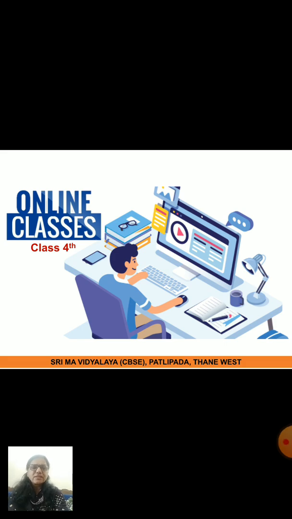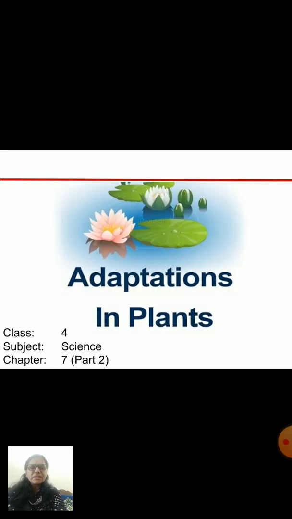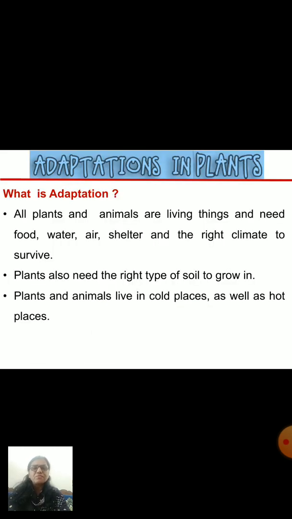We are discussing the adaptations in plants. In the last lesson, in the last period, we had discussed the adaptations in plants. Today we will continue with part 2. I'll just give you a quick recall of what we discussed in the previous period. It is about the adaptations.